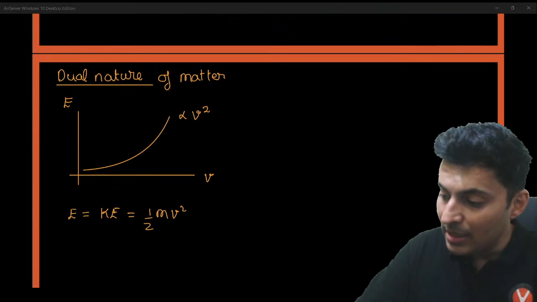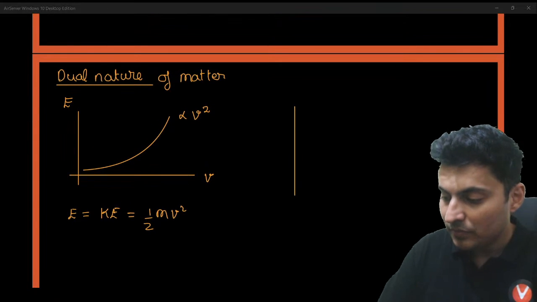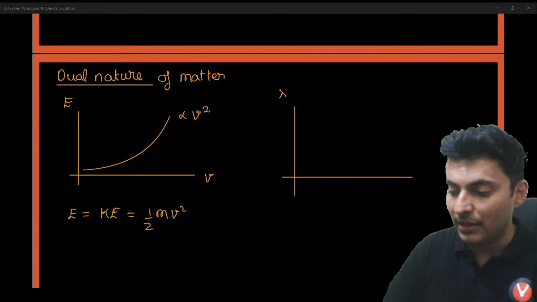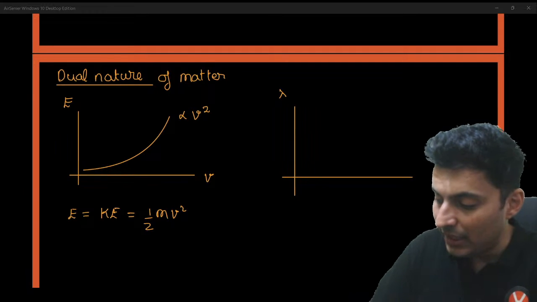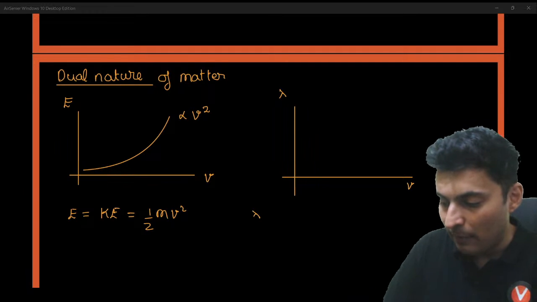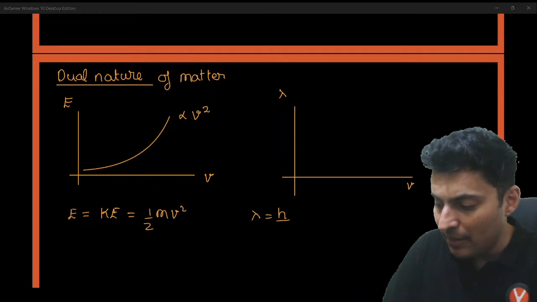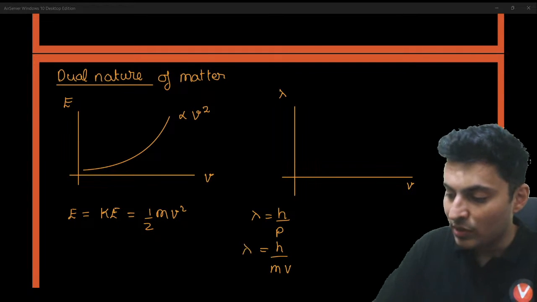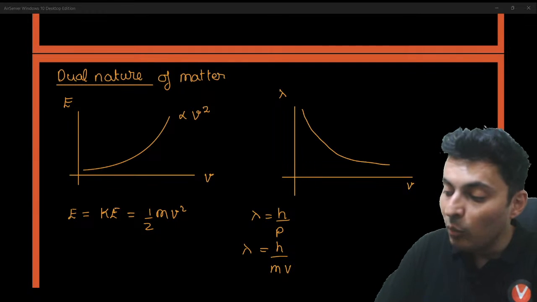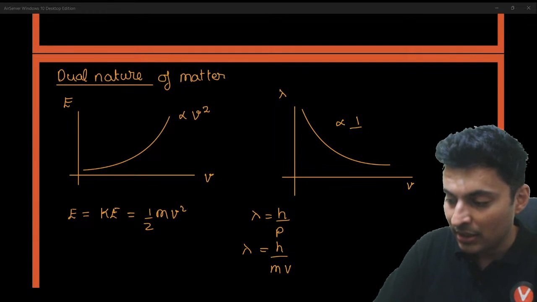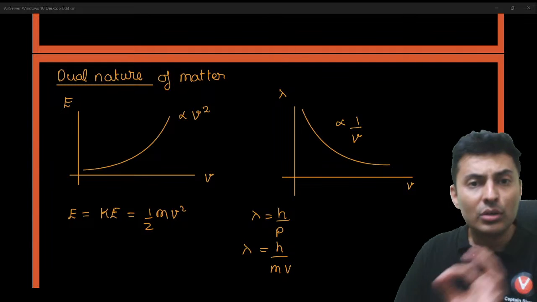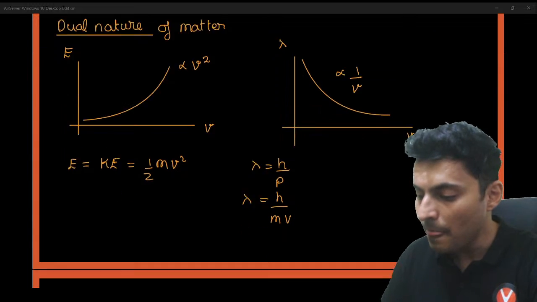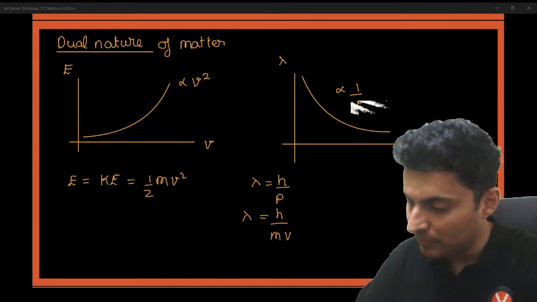Also, the de Broglie wavelength of such particles. How is it dependent on the speed? Well, lambda is h by momentum, and momentum is mass into velocity. So the de Broglie wavelength is inversely proportional to the velocity. Keep these things in mind. Great. Next.